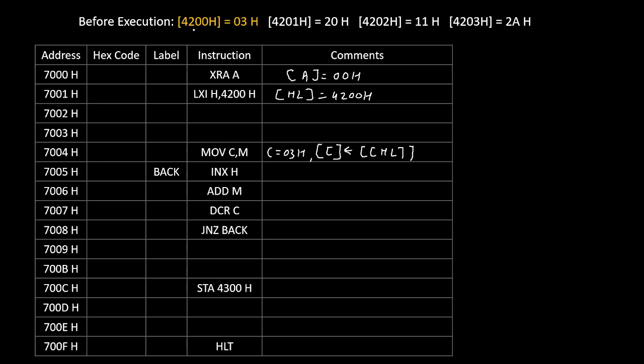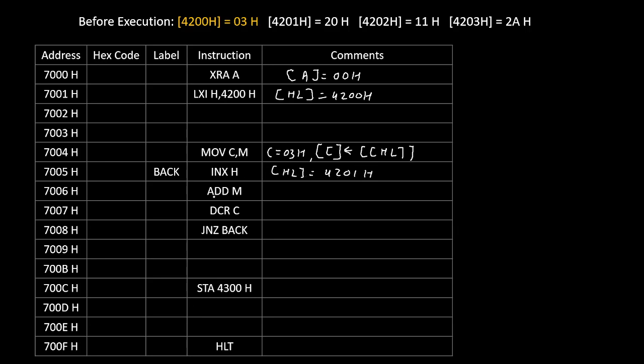Now our next number is not on 4200, it is on 4201. So we need to go from 4200 to 4201. This 4200 is in the HL pair, so we want to increment the value of the HL pair. For that, the next instruction is INX H. INX stands for increment, and H stands for the HL register pair. Because of this, the HL register pair gets incremented by 1. The previous value of HL was 4200, and the new value becomes 4201H.